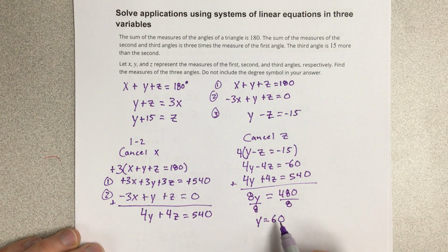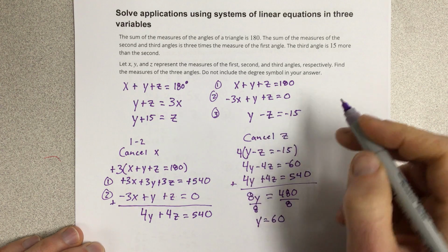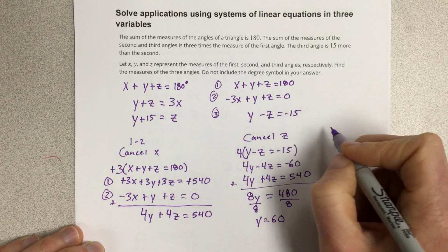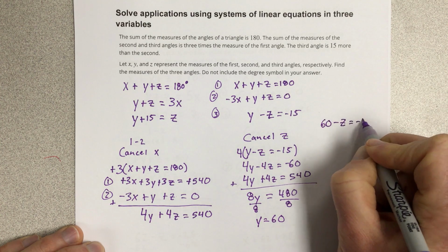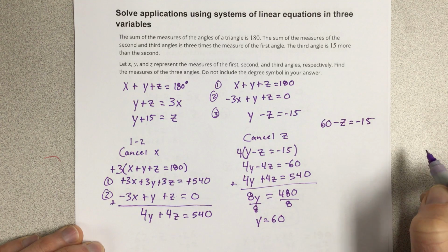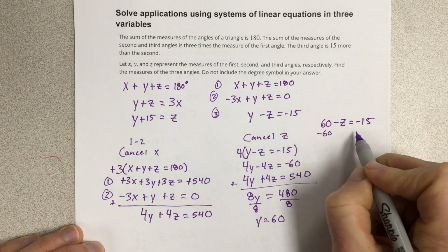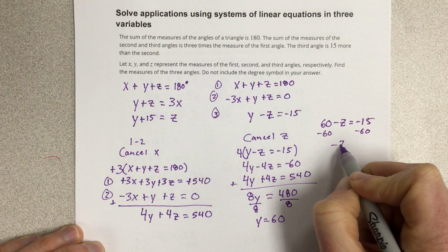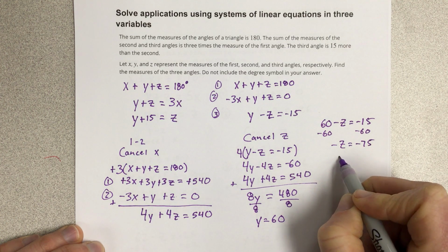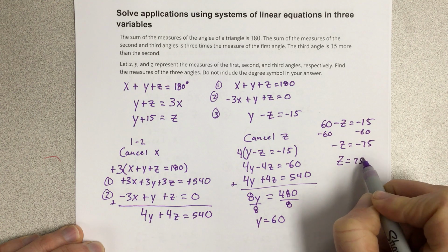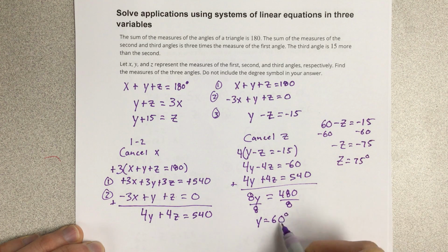So I found y is equal to 60. If I want to find z, I'm going to come up to this equation and write 60 minus z equals negative 15. Subtract the 60 over, and I get negative z equals negative 75. Divide by a negative, and I get z equals 75 degrees. So now I have y and z.